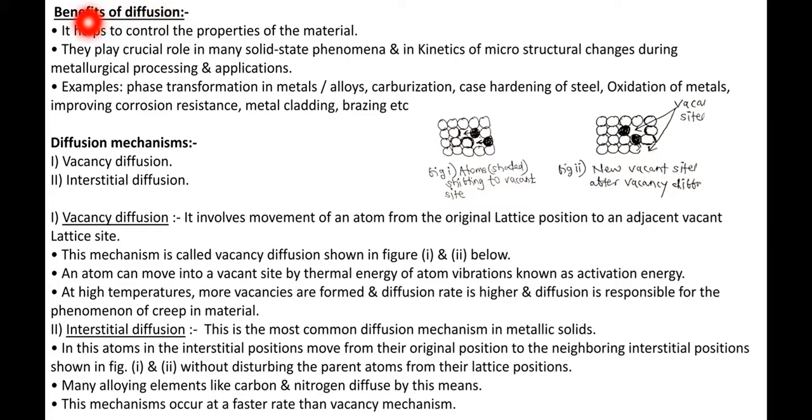So the benefits of diffusion: it helps to control the properties of the material. It plays an important role in many solid state phenomena and in the kinetics of microstructural changes during metallurgical processing and applications. Examples: phase transformation in metals or alloys, carburization, case hardening of steel, oxidation of metals, improving corrosion resistance, metal cladding, brazing, etc.